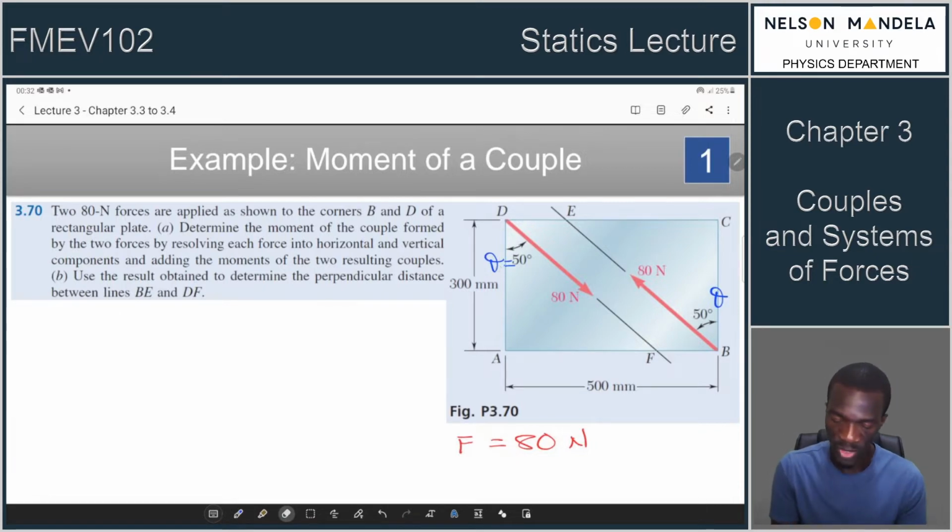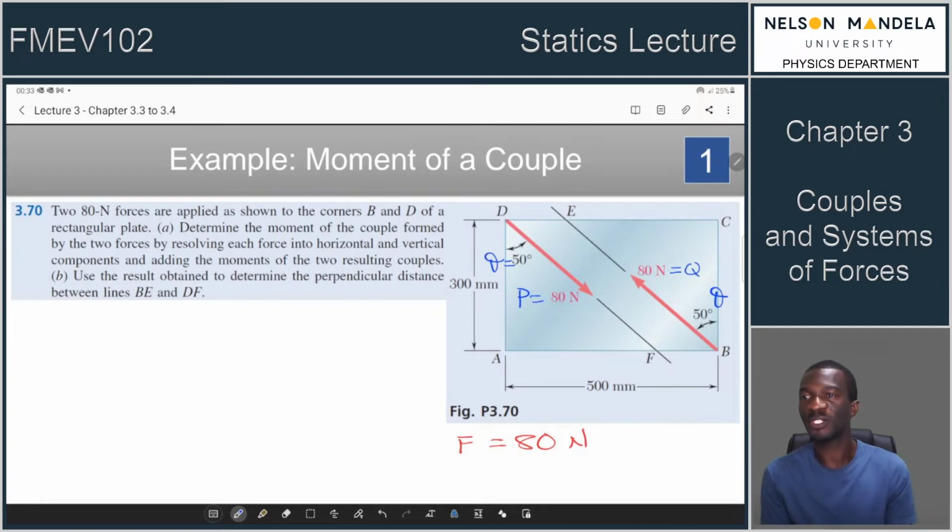So what we want is to determine the moment of the couple formed by the two forces by resolving each force into horizontal and vertical components and then adding the moments of the two resulting couples. Let's give these forces some names. Let's call this force P, equal to 80 newtons. Let me just put the magnitude. Let's call this force Q, just because they are pointing in different directions.